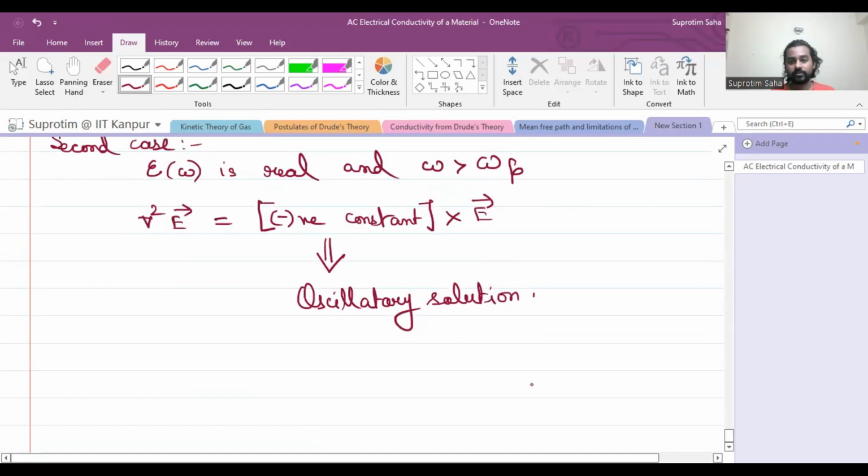So we should stop here. Today we learned about the AC electrical conductivity of a material and how it can be applied in finding the dielectric constant of the material. We found two cases, one with an oscillatory solution and one with an exponentially decaying solution, where the electromagnetic radiation, depending on that, will penetrate inside the material or not.